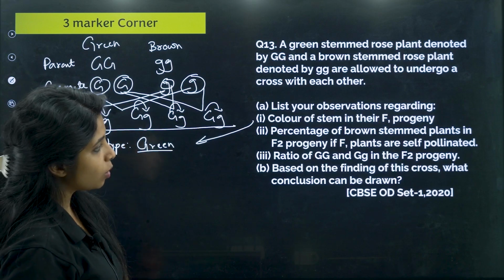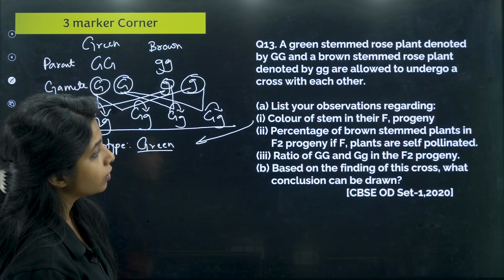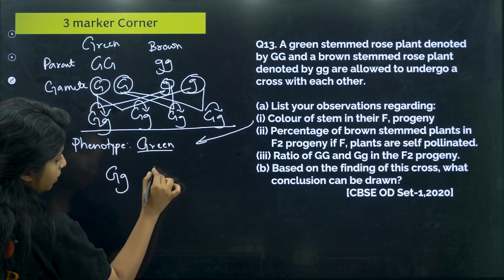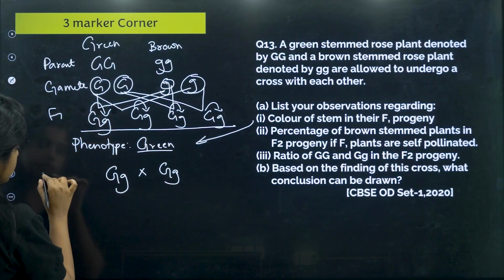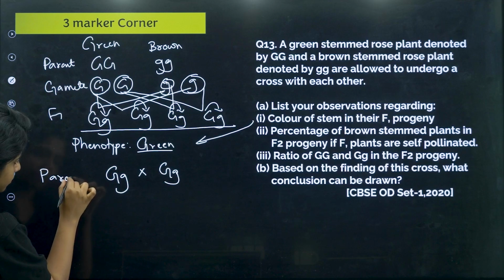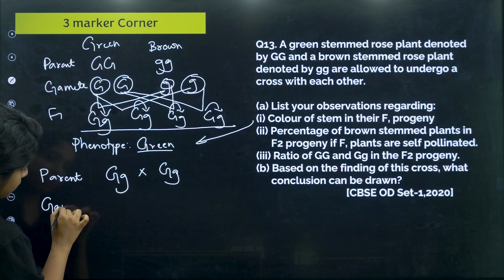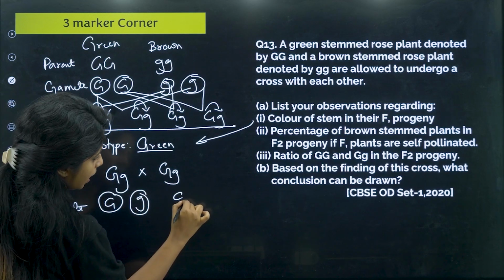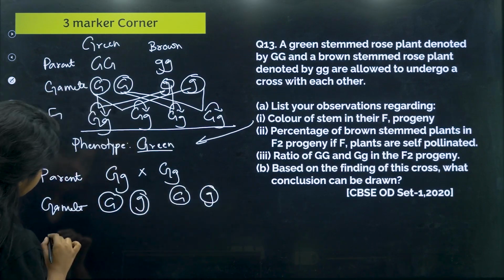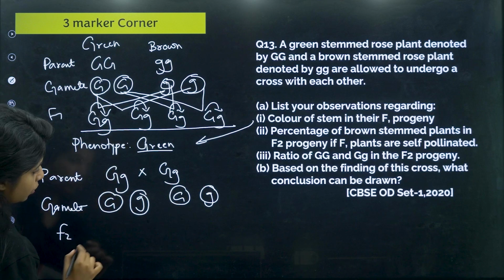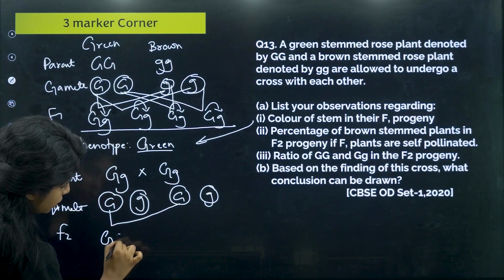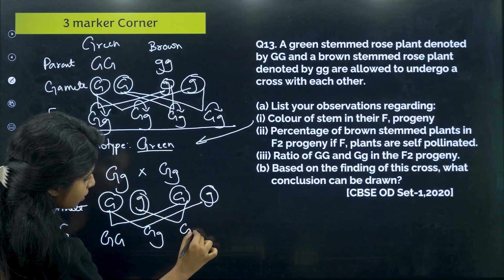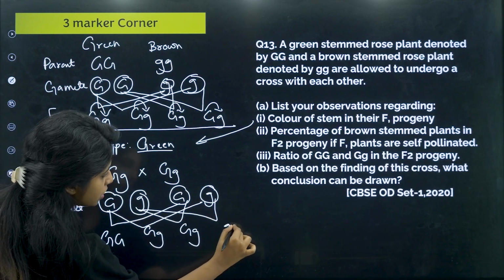Now, percentage of brown stem plants in F2 progeny if F1 plants are self-pollinated. So we have to self-pollinate them. Let's see. So capital G small g, capital G small g. This is the parent. Now the gametes that are formed will be capital G, small g, capital G, small g. Now, when I fuse in F2 generation, what will I find? This and this I get capital G capital G, this and this I get capital G small g, this and this I get capital G small g, this and this I get small g small g.